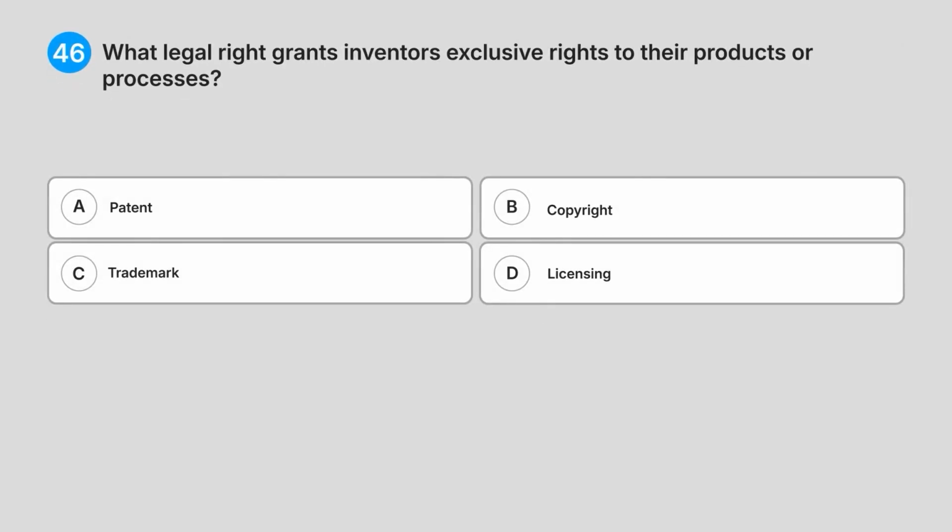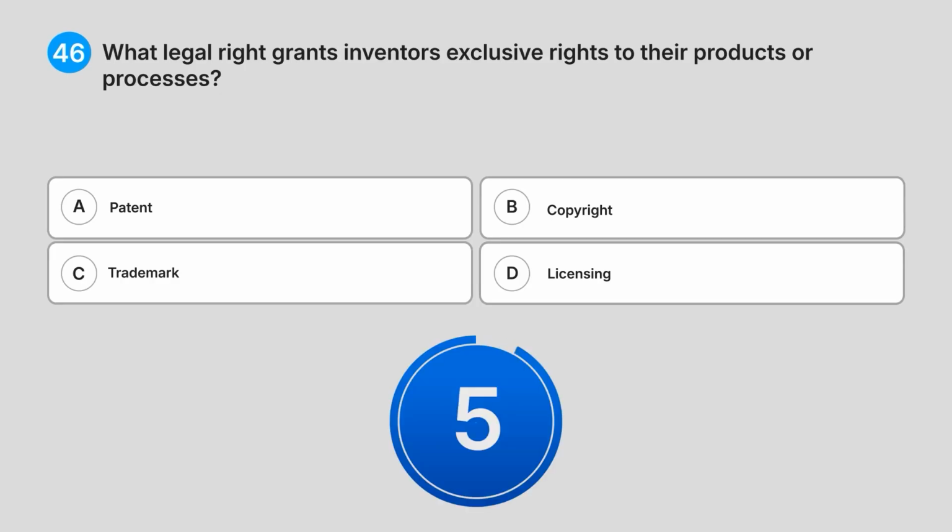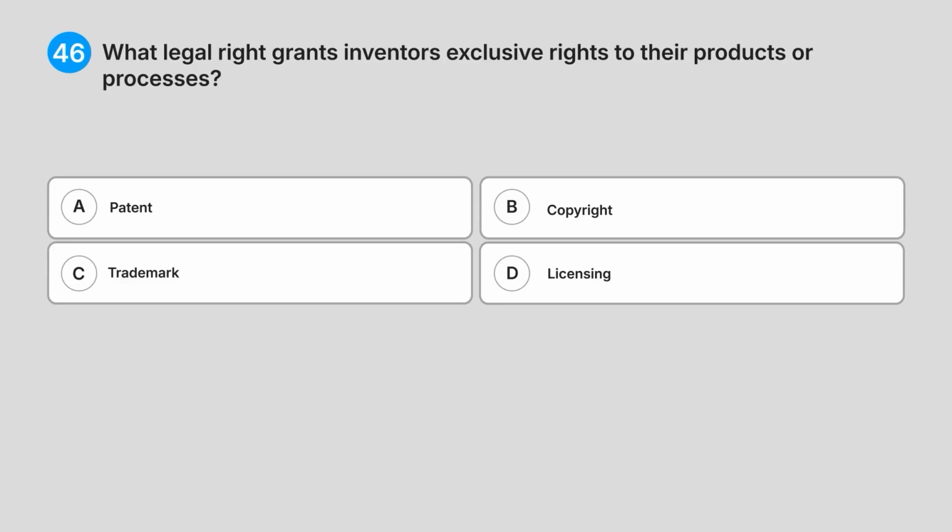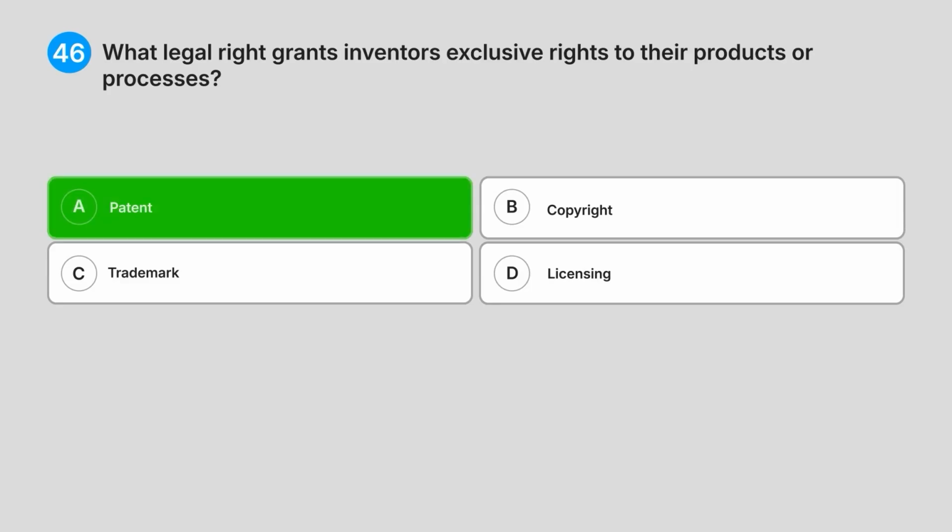46. What legal right grants inventors exclusive rights to their products or processes? A. Patent, B. Copyright, C. Trademark, D. Licensing. What do you think is the answer? Correct answer, A. Patent.